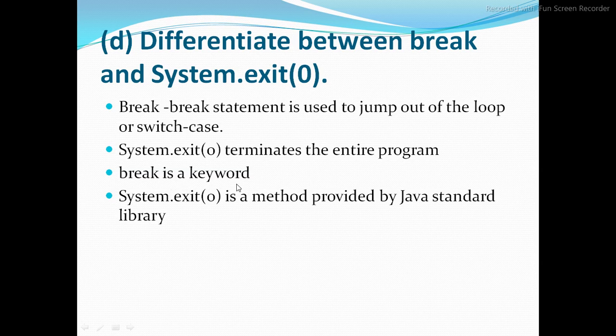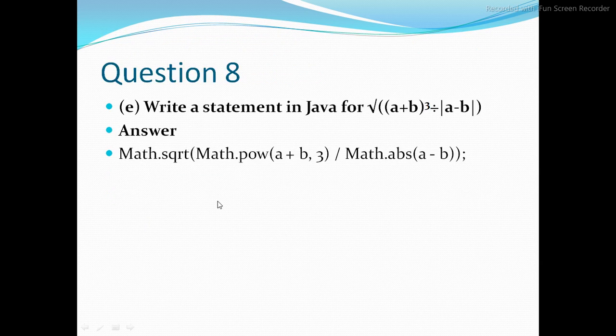Break is a keyword. System.exit is a method provided by the Java standard library. This sign is what indicates a method, and I have told you repeatedly that whenever we use this sign, it dictates that the keyword or thing is a method. In the methods chapter I have explained many times that we use this sign to represent a method.